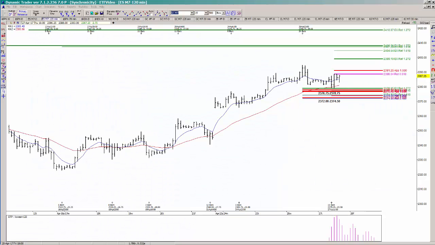Okay, since I still get questions about triggers, I'm going to go through another example, and this is one of the actual setups that we had in the trading room today, and it was in the S&P futures, and it was based on a 120-minute chart. Okay, I do follow multiple time frames in the S&P.